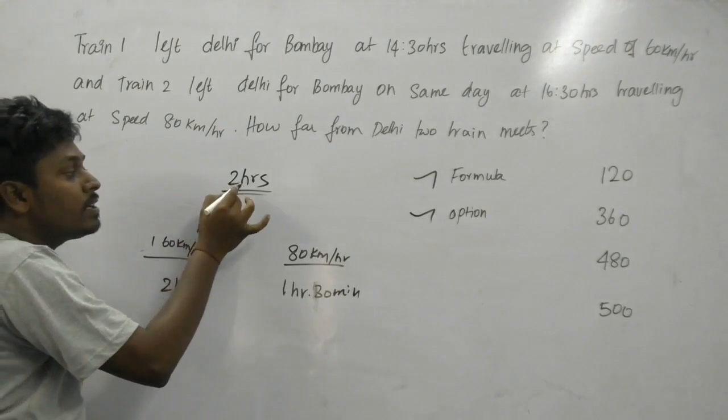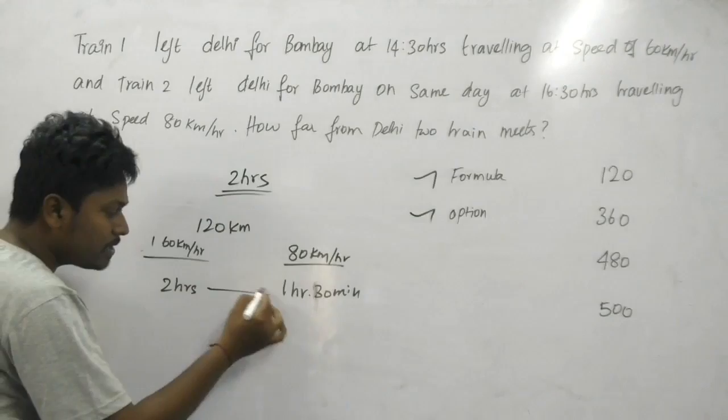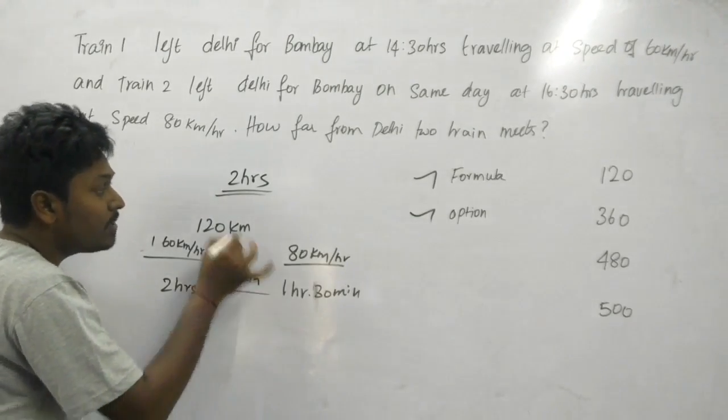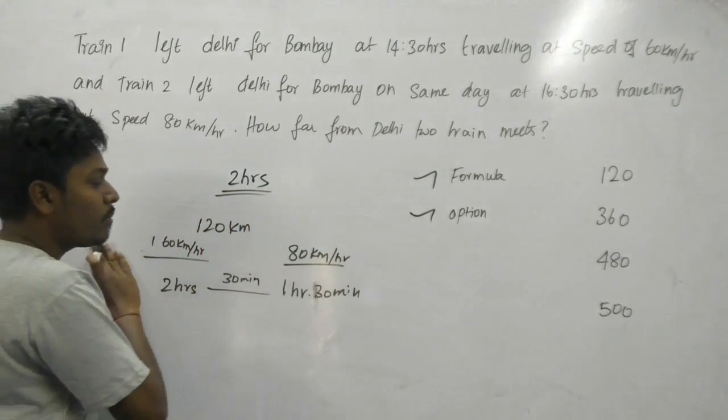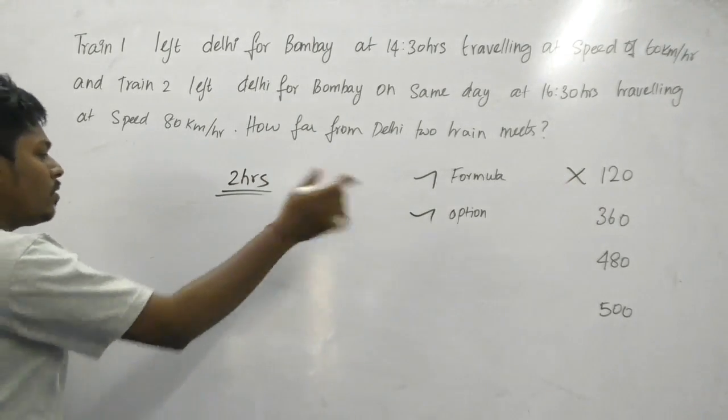But we know that the difference of both the timings is 2 hours. Here the difference of both the timings is only 30 minutes, but we should get 2 hours. So option 1 gets eliminated. Go for option number 2 and option number 3.